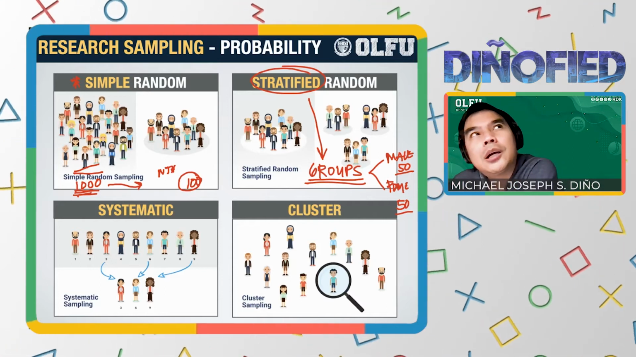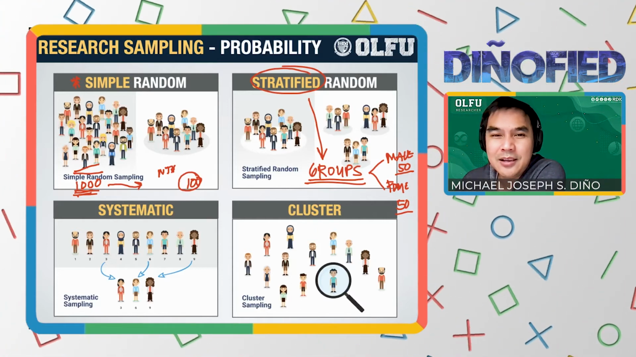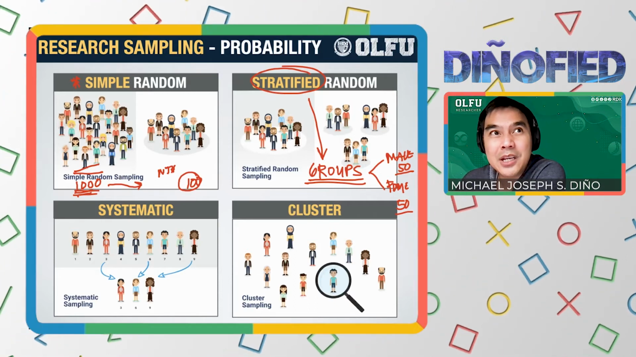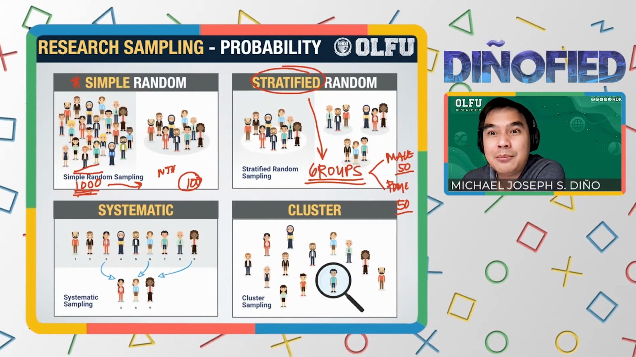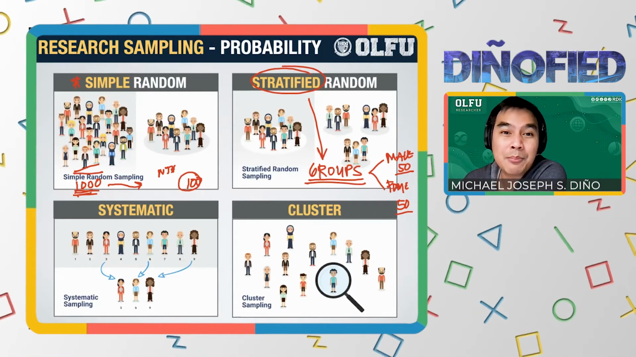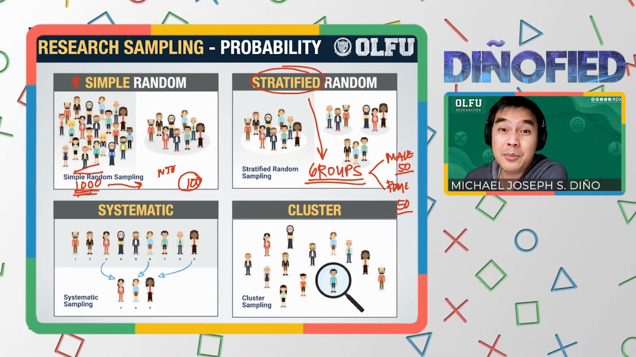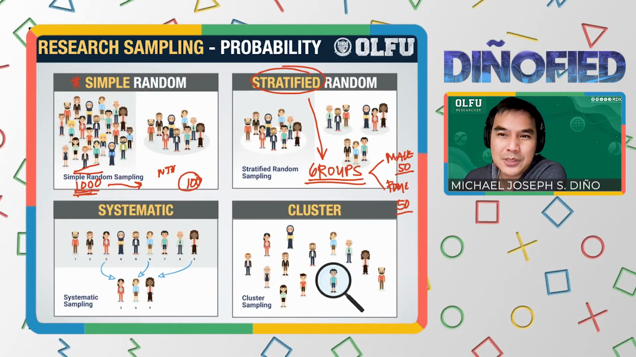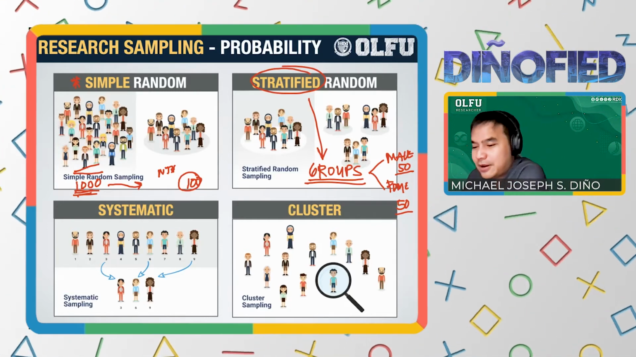Kaya for example, kapag gagawa kami ng research sa Fatima, di ba 6 campuses tayo. So if we want every campus to be represented, kumukuha kami ng percentage of the total population from each of the campus so that everybody is represented from each of the campus of Fatima. So that is stratified sampling.